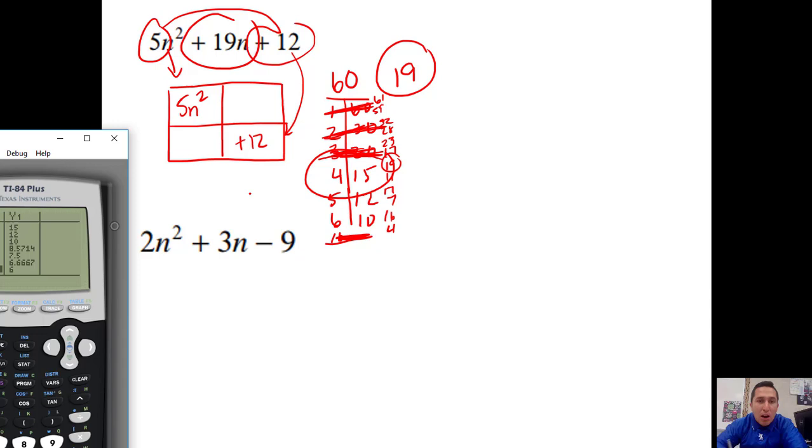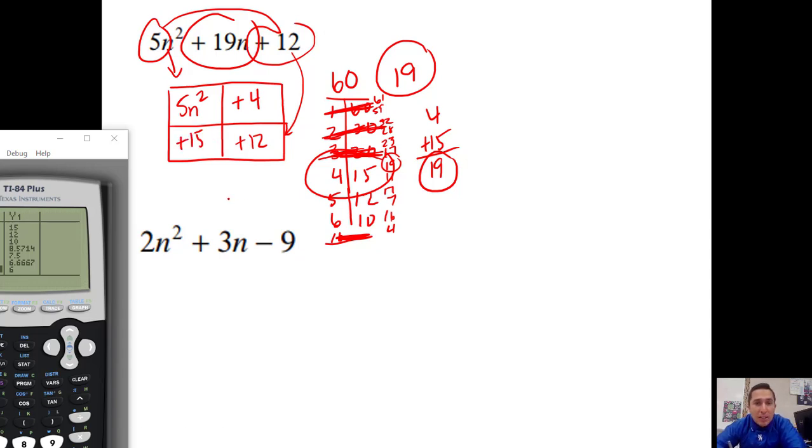So now I got to figure out what kind of 4 and what kind of 15 do I need. So I've got a 4 plus 15. 4 plus 15 is 19. Sweet, I got it on the first try. So I got a plus 4 and a plus 15. I'm going to put them right here in this little box. Plus 4 and a plus 15.